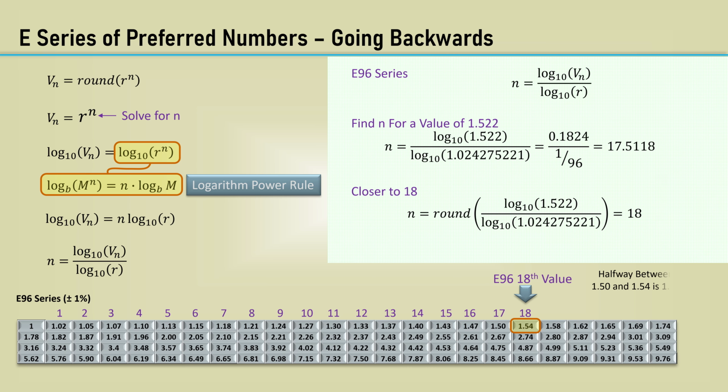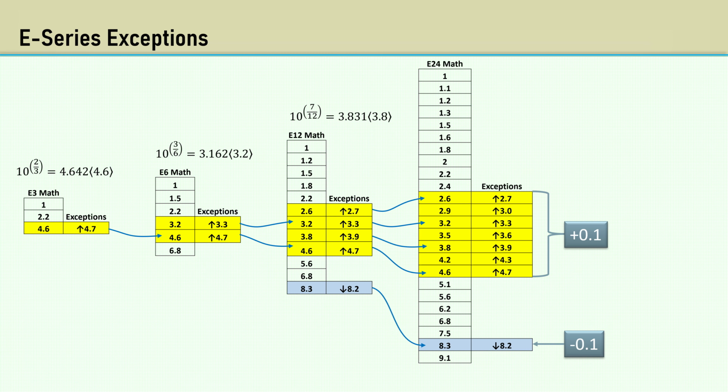Halfway between 1.50 and 1.54 is 1.52. Using an n of 17.5 yields 1.528. That's close, but not 1.52. This only represents a 0.5% error. But the lower series is not only more coarsely spread, but has numerous exceptions to the purely mathematical result.